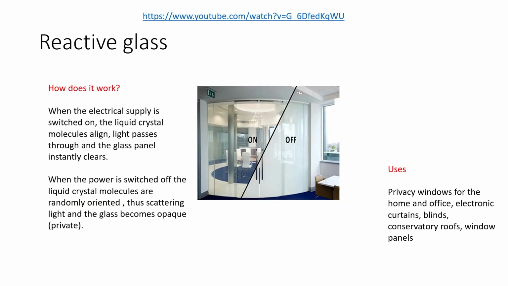Reactive glass reacts to an electrical current. So when an electrical current is put through the glass, it's on, and the glass is clear, because all of the molecules on the inside of it are lined up perfectly. And when they're lined up perfectly, it means you can see through it. As soon as you turn the power off, they scatter randomly, which is why you end up with this misted, foggy thing that you can't see through. So it becomes private. So it's used a lot in privacy windows.